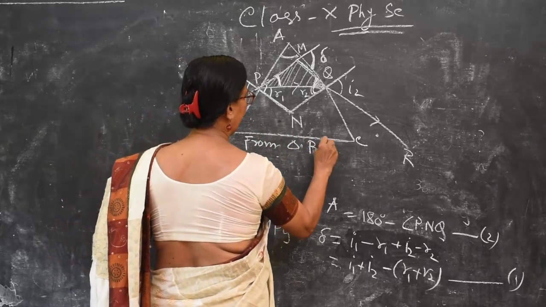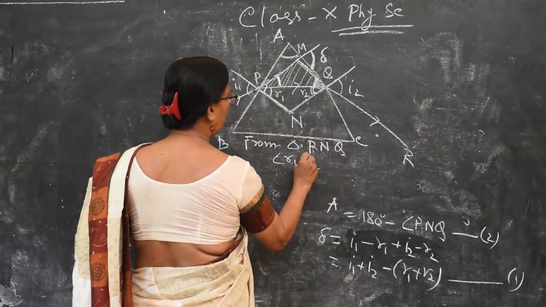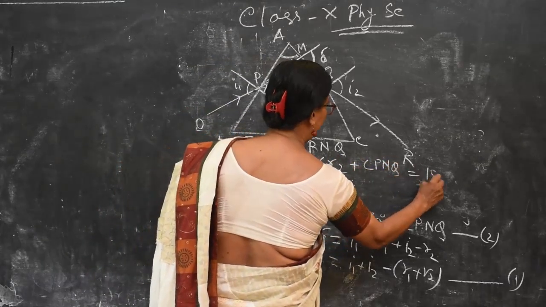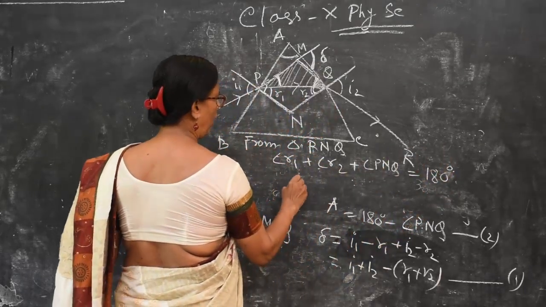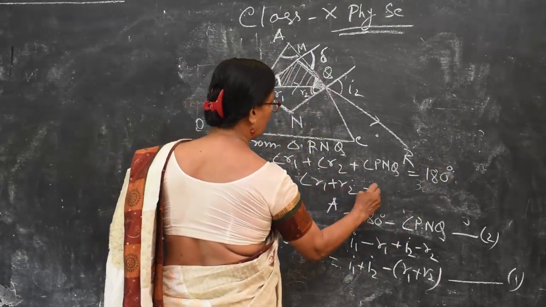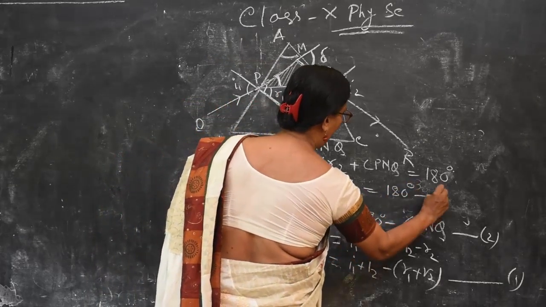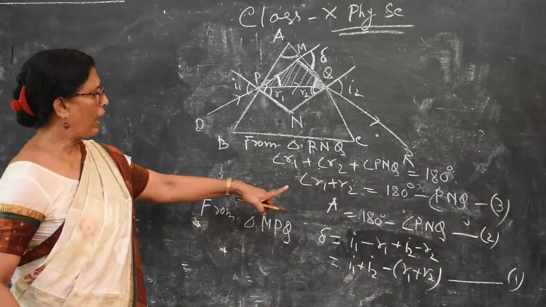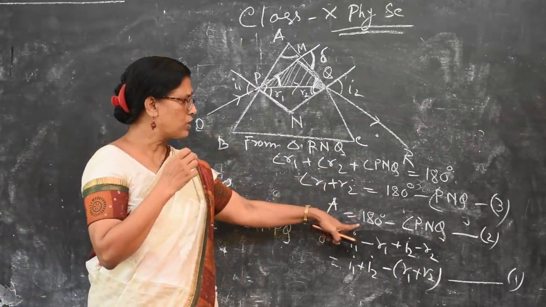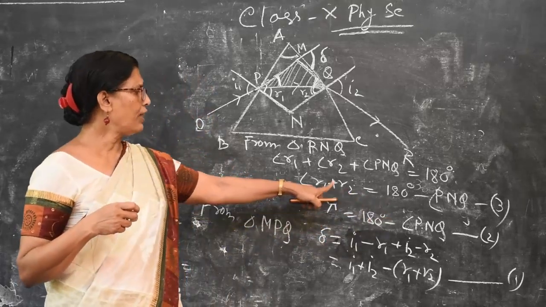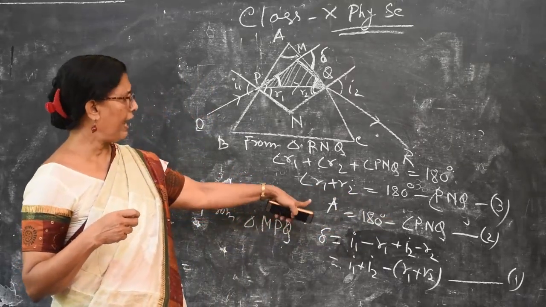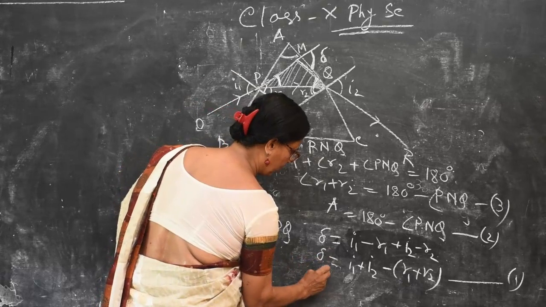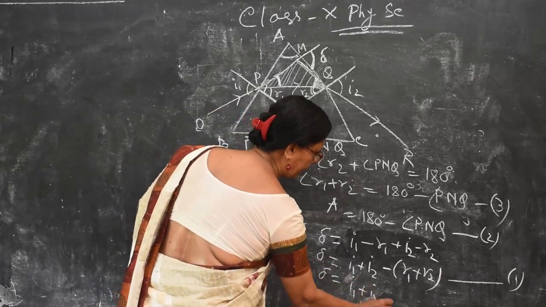In triangle PNQ, angle R1 plus angle R2 plus angle PNQ is equal to 180. So angle R1 plus angle R2 is equal to 180 degrees minus angle PNQ. Please see these two angles; both have the same thing on the right-hand side, 180 degrees minus PNQ. So if we compare these two, then angle A is equal to R1 plus R2. We put the value here, so delta is equal to I1 plus I2 minus A.